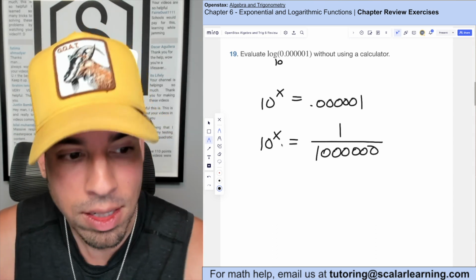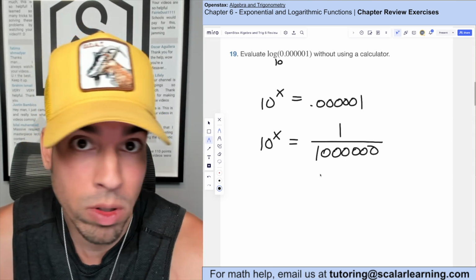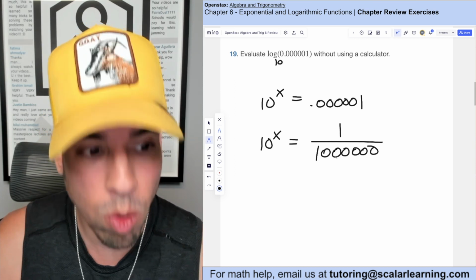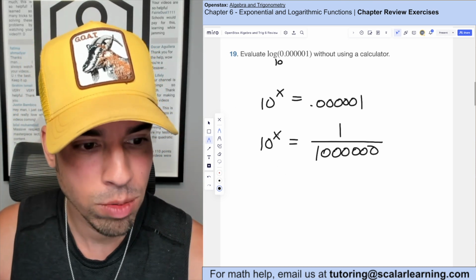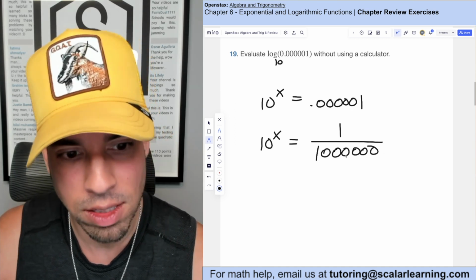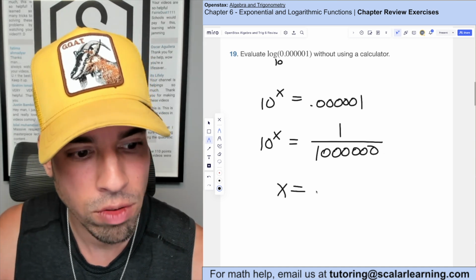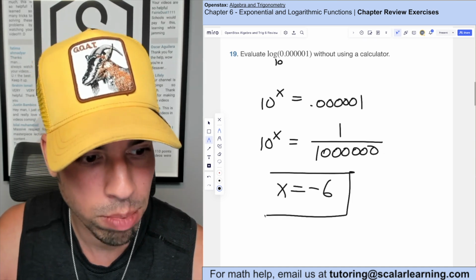And really, it's like saying 10 to what power is a million? Well, that's 6. But since it's 1/1,000,000, it's -6, right? Because a negative exponent means it drops to the denominator. 10 to the 6 is a million. So that gives us our value of -6 for x. Boom, done.